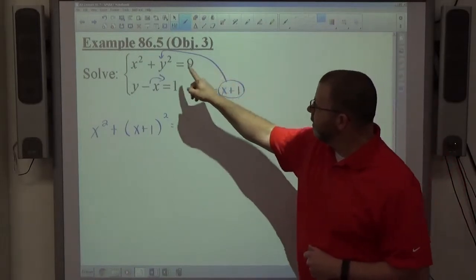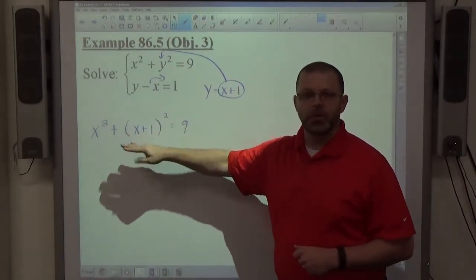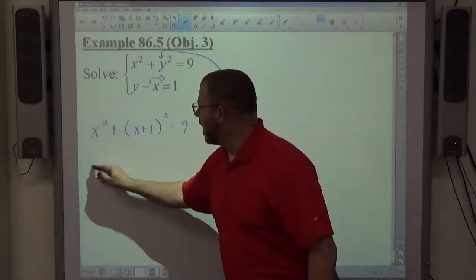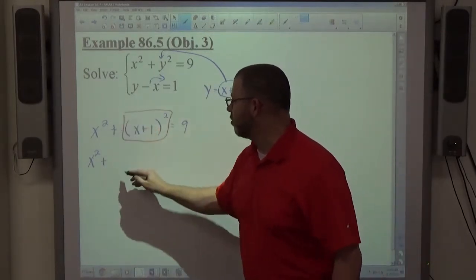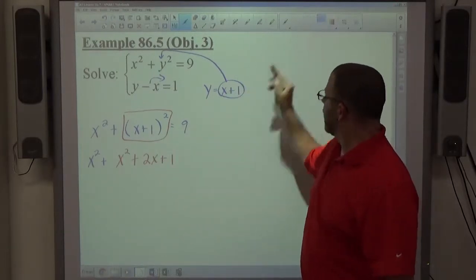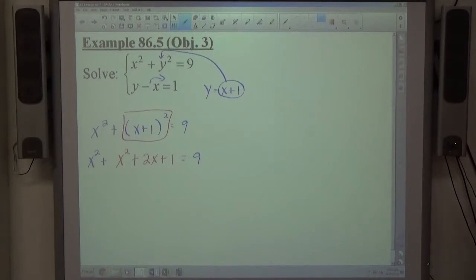And again, it's very often that y is getting replaced with multiple objects. Make sure the multiple objects get put in parentheses. Okay, so that entire parentheses is being squared. So x squared plus, and then again, just like yesterday, we have a binomial squared. We use our little shortcut. x squared plus 2x plus 1 equals 9. All right, same shortcut we use every single time.